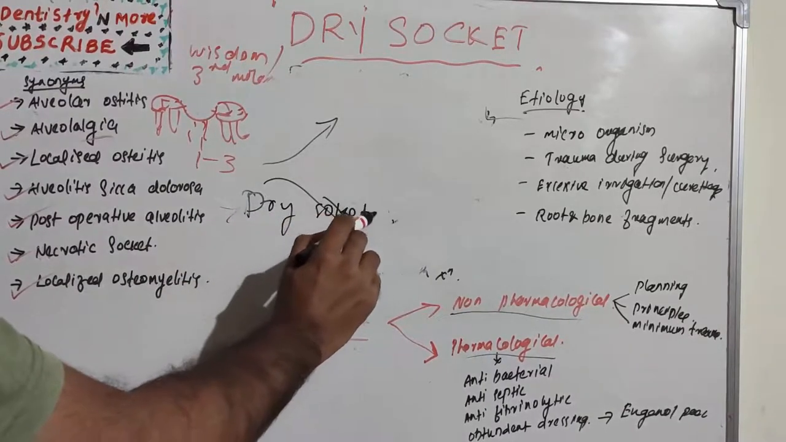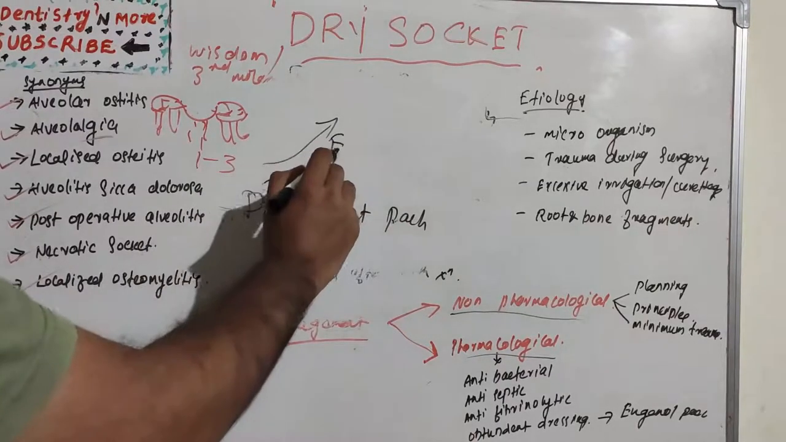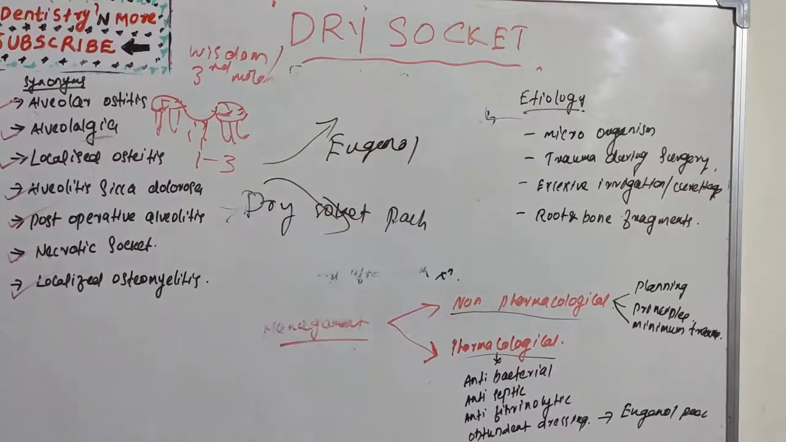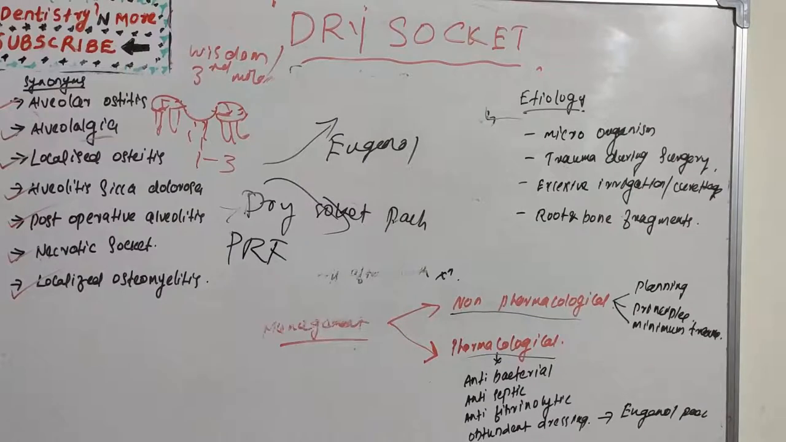Eugenol or clove oil paste is known as dry socket paste. And we can give antibacterials, antiseptics, antifibrinolytics, NSAIDs, and PRF, that is platelet rich fibrin. It is a very promising agent for the management of dry socket in a cost effective manner. And PRF does not have reactions like analgesics, as it is derived from the patient's own blood.